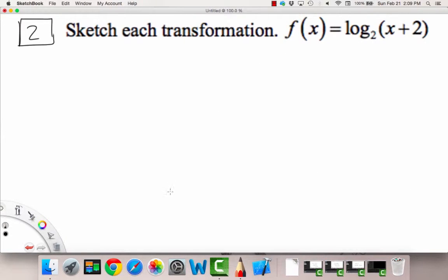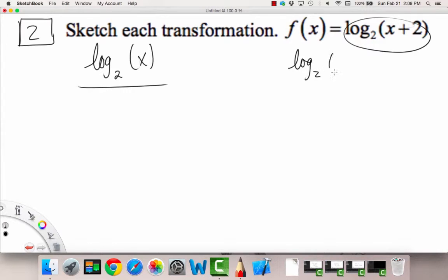Okay, number 2 asks us to sketch this transformation here. So how is this transformed, first of all? Where is it being transformed from? That would just be our normal log base 2 of x graph. So this here is going to be a transformation of this original graph. And how is it being transformed? Well, if we rewrite it in a certain way, this is like x minus a minus 2. So that means that we're shifting our original graph to the left 2. Okay, so this is left 2 units.